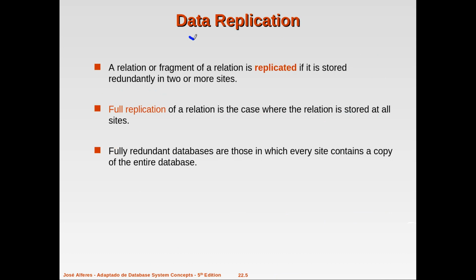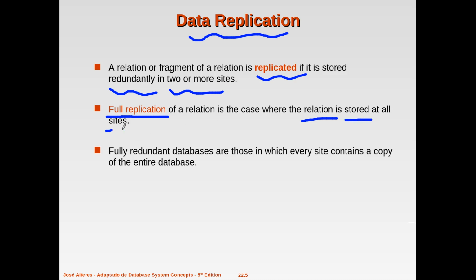Now data replication. A relation or a fragment of a relation is replicated if it is stored redundantly in two or more sites, which I have already mentioned. Now the different subcategories of replication. We can have a full replication of a relation. It is the case where the relation is stored at all sites. That means the entire relation is redundantly stored in all the sites. So if you have a relation R, the relation R is replicated on all the sites present in the distributed architecture. That is called full replication.